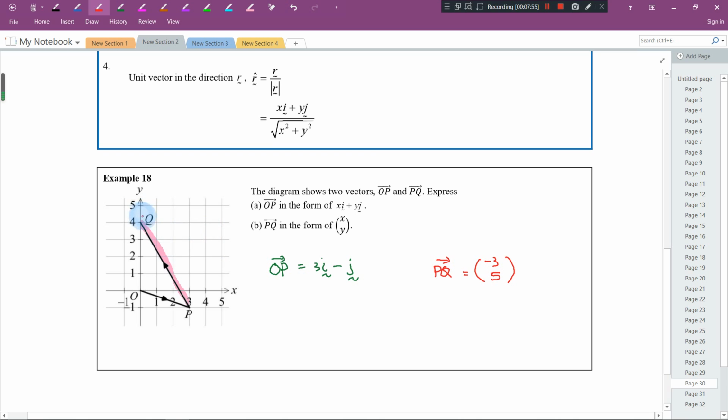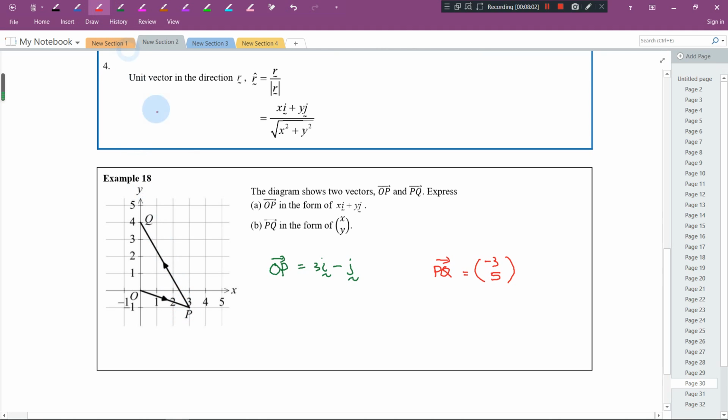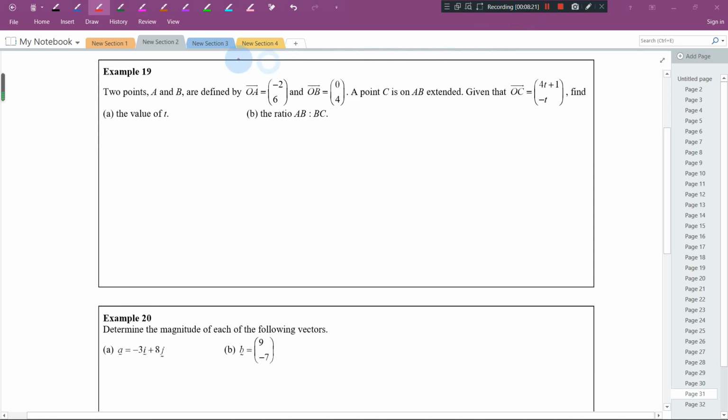So if you feel that it is a little bit hard for you to get this number, I will suggest you draw a triangle, or you can calculate this way. 1, 2, 3. Okay, you get -3. Then go up. 1, 2, 3, 4, 5. So 5, so that you won't get confused. Okay, let's proceed to the next example.